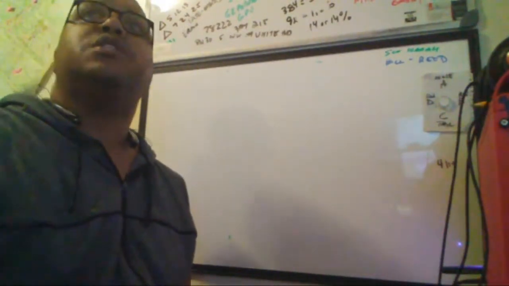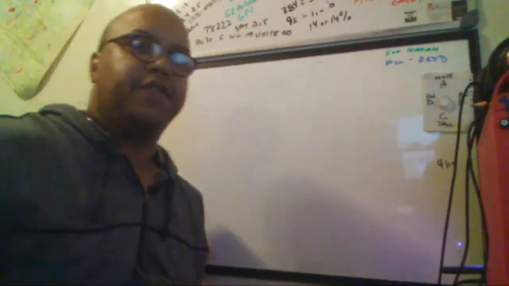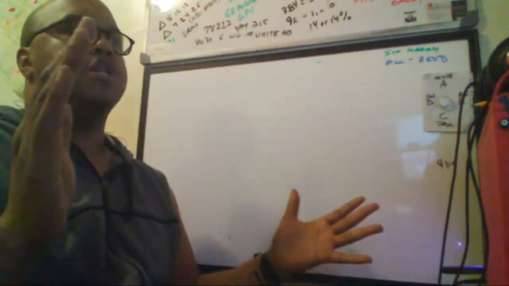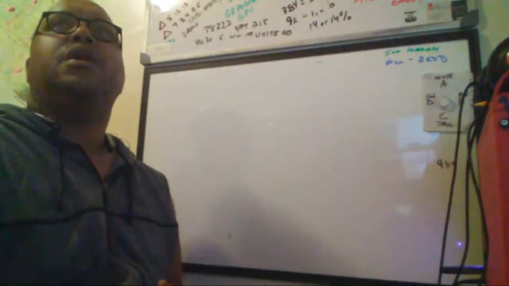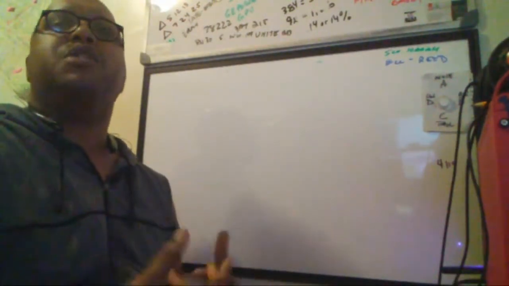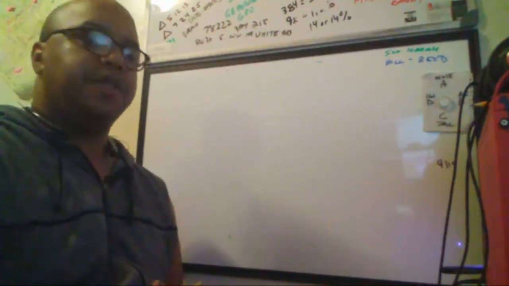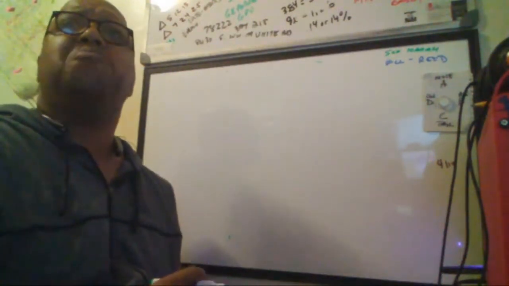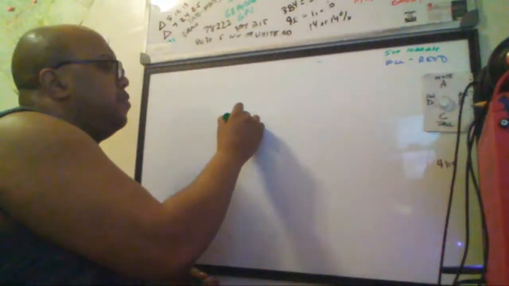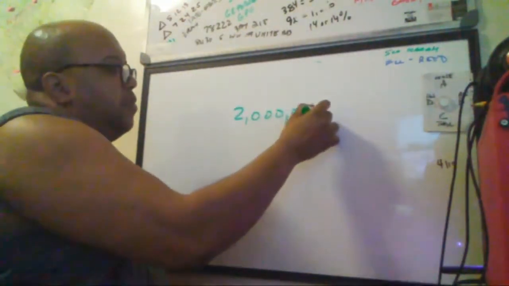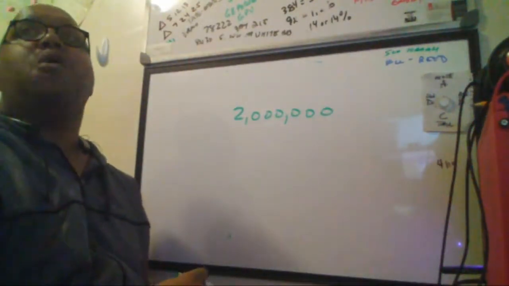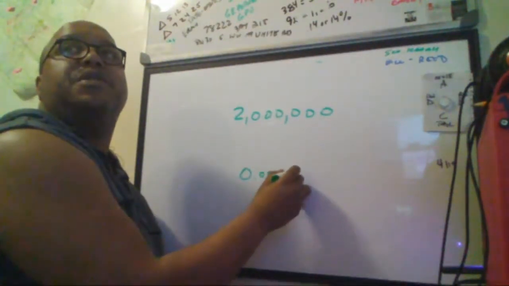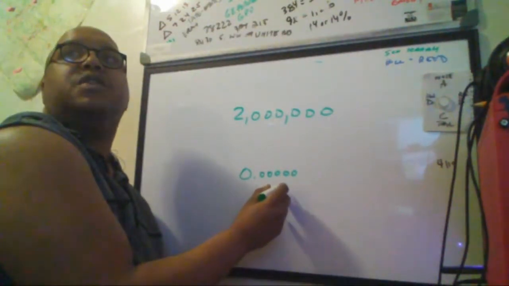Okay, the first question that's coming in is dealing with scientific notation. Scientific notation is a way of taking very, very large numbers, or very, very small numbers, and converting them into a workable form so they're easy to work with. I'll give you an example. When I talk about a very, very large number, let's talk about a number like 2 million. Or a very, very small number like 0.000002.